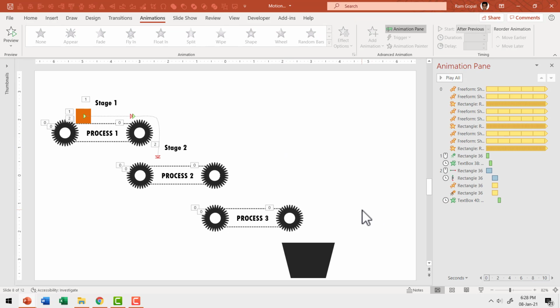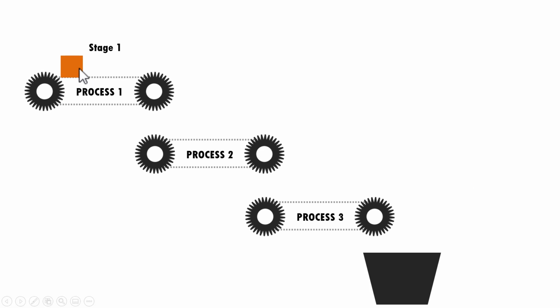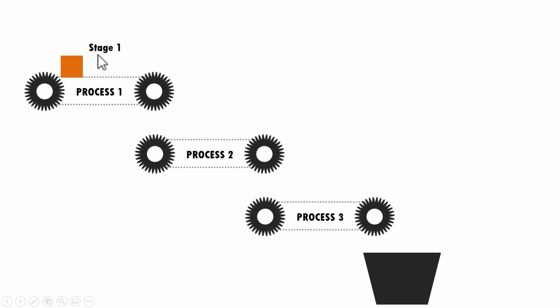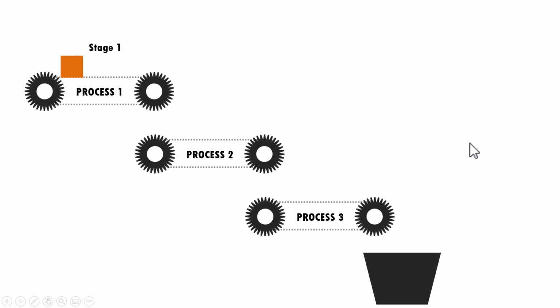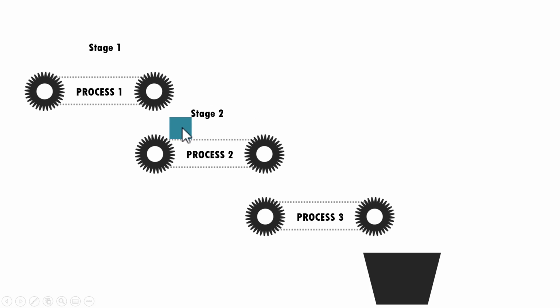Now let us go to slideshow to see what we have done so far. On a click, we have the fly-in animation where the object enters the scene. Right after that, we have a wipe animation for the first label. Then on a click, linear motion path. Then we have custom motion path. Along with that, we have a half spin and then change of color. And then we have given the label as stage 2.